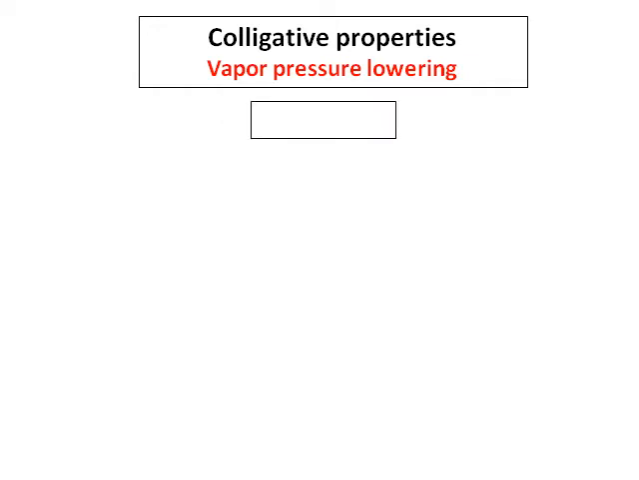The vapor pressure lowering is actually defined by something called Raoult's law. Raoult's law states that the vapor pressure of a solution is equal to the mole fraction of the solvent times the vapor pressure of the pure solvent. So I get P1 equals X1 P10.